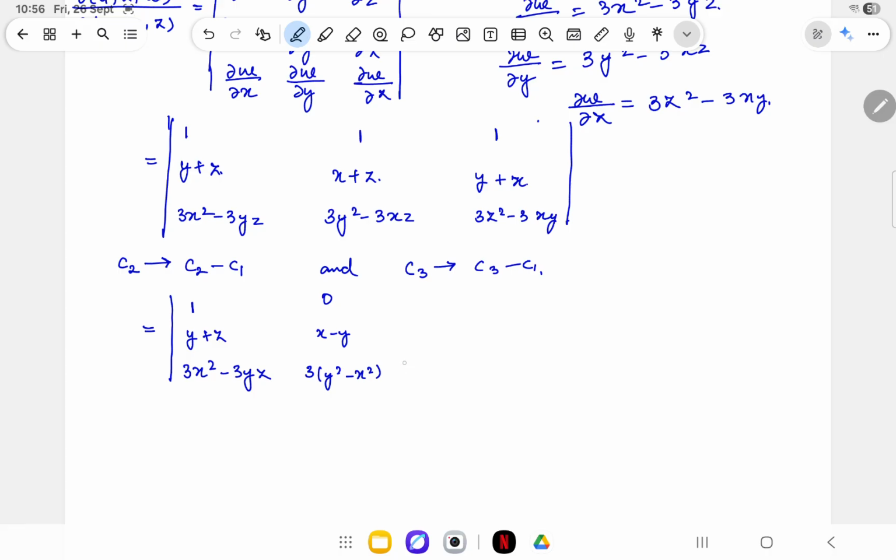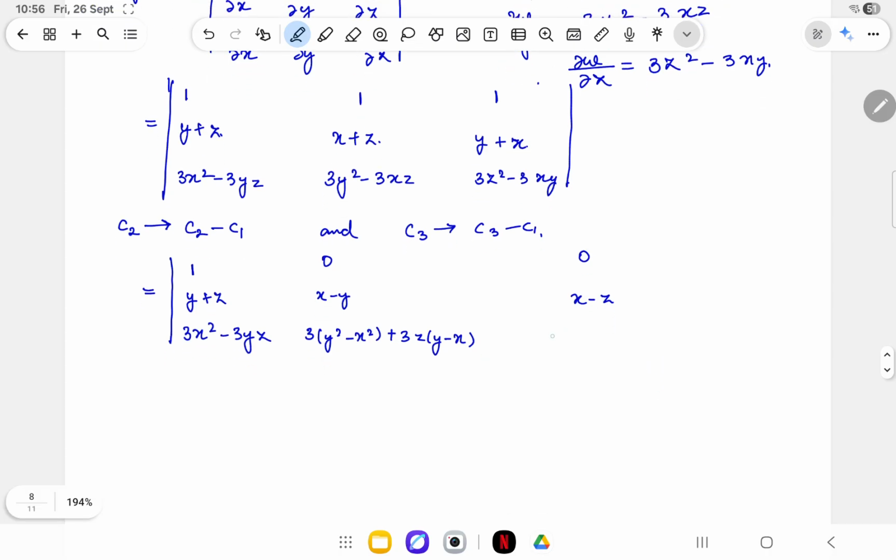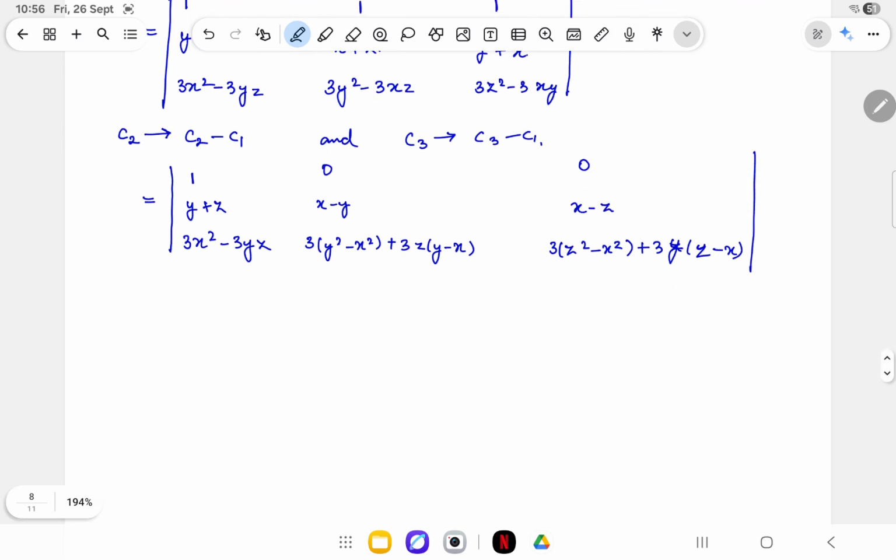plus 3z into y minus x. Likewise, this will be 0 into x minus z, and here it will be 3 into z square minus x square plus 3y into z minus x.